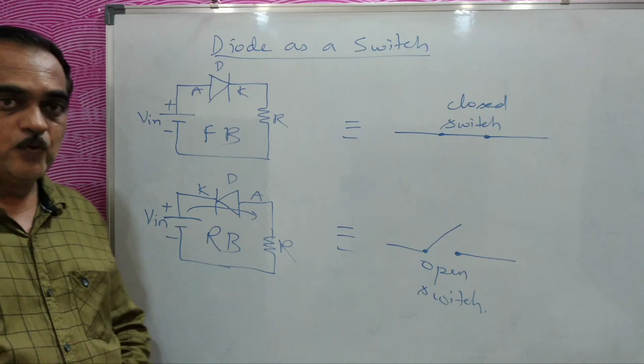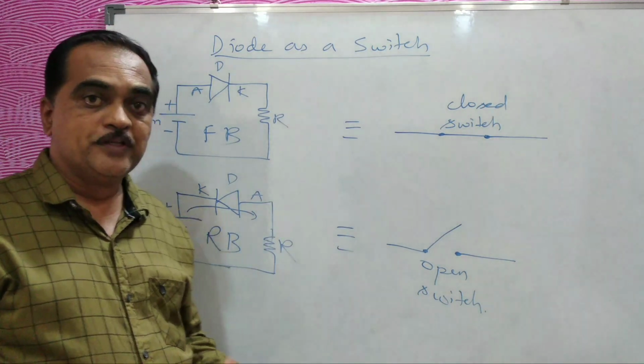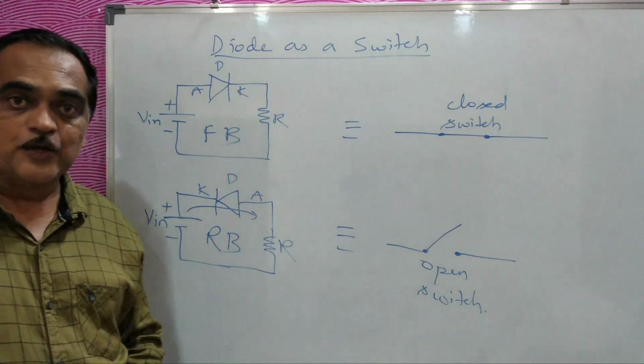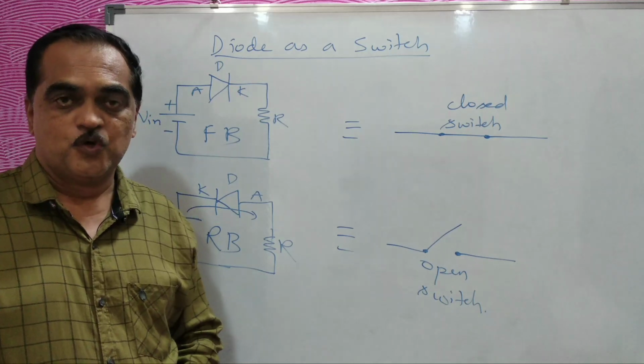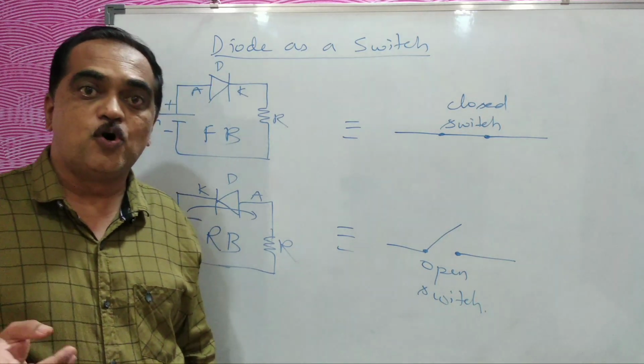So here we see that when the diode is forward bias, it is acting as a closed switch. When the diode is reverse bias, it is acting as an open switch. That means a diode can be used as a switch by which you can do on and off, turn on and turn off.